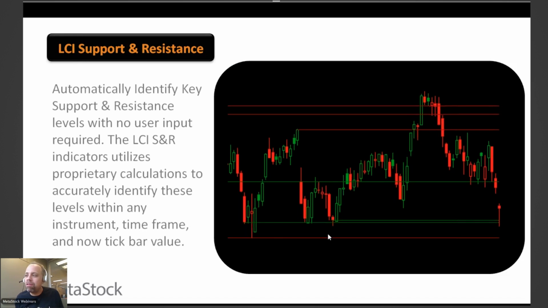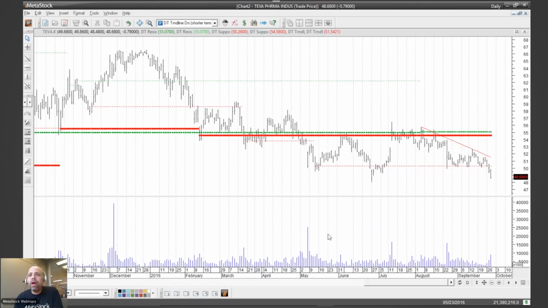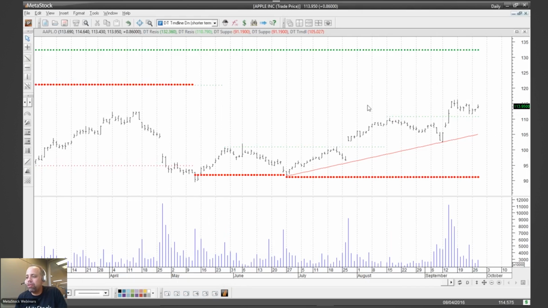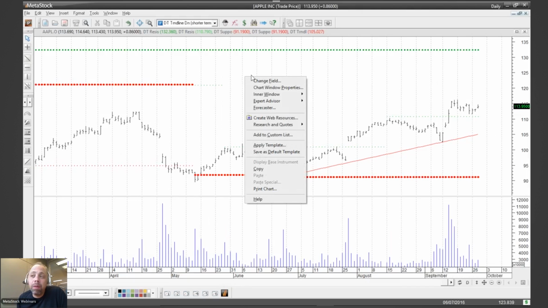There are a couple of different views that you can look at. Let's close that down, and I want to switch to Apple. I've already got a chart of Apple open. I'm going to apply one of the templates. This is the actual template that I prefer for LCI. So again, this is included in MetaStock. It's just part of the platform.